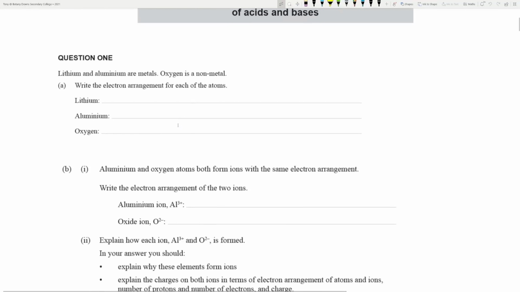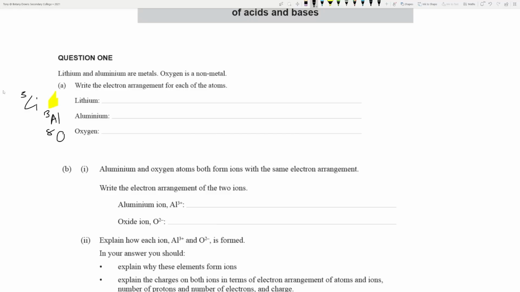So the first question is looking at the electron arrangement. You will normally get the periodic table as well as the table of ions. Because I know this inside out, I don't need it, but you will need to look at that. If you look on the periodic table, lithium is Li 3, aluminium's Al 13, oxygen's O 8. You find it on the periodic table.